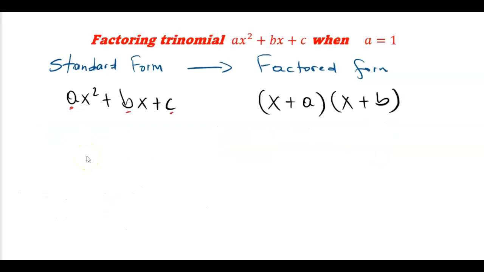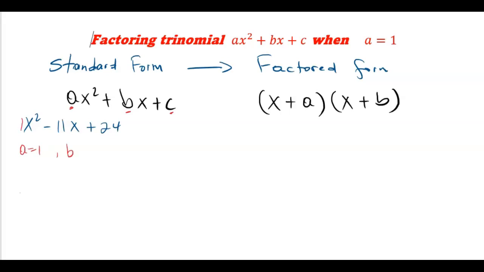Here's another example. If I have x squared minus 11x plus 24. Again, we need to identify the value of a, the value of b, and the value of c. a is the value in front of x squared, and again that is nothing, which is 1. So a is 1.